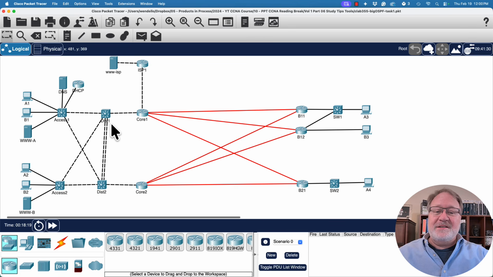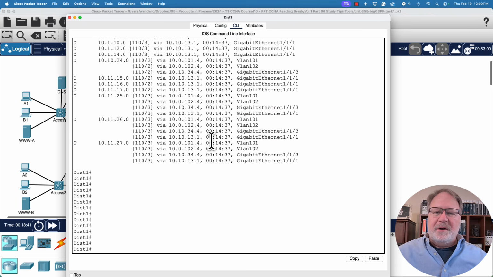Next up, let's look at dist 1 and dist 2. Now, dist 1 is connected to VLAN 101 and 102, so it's got a VLAN interface. And it's also got these routed links from dist 1 down to dist 2, and dist 1 over to Core 1, and dist 2's got the routed link up to dist 1 and over to Core 2. All right, so they've got a similar topology, reflected back and forth to each other. We'll start up here at dist 1, and clearly I've done a few commands.